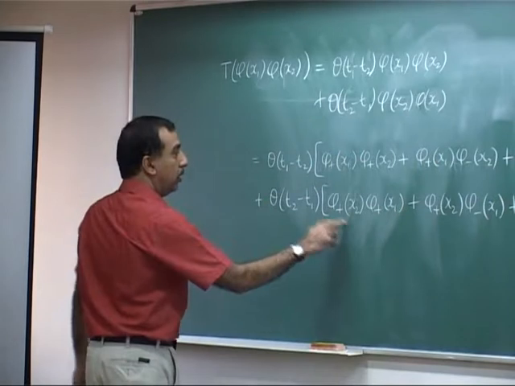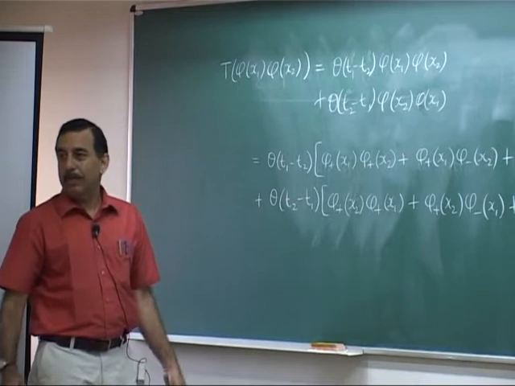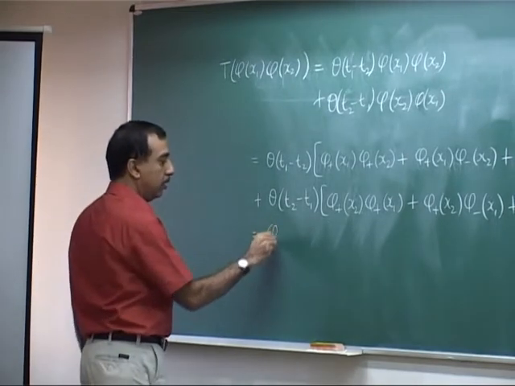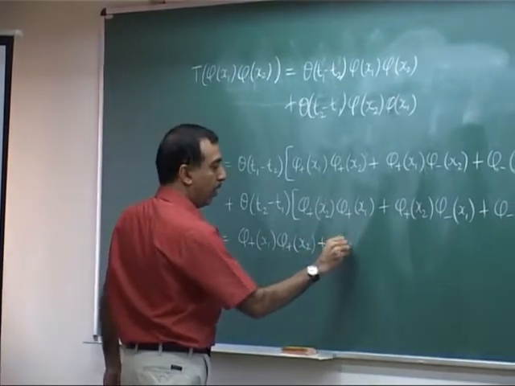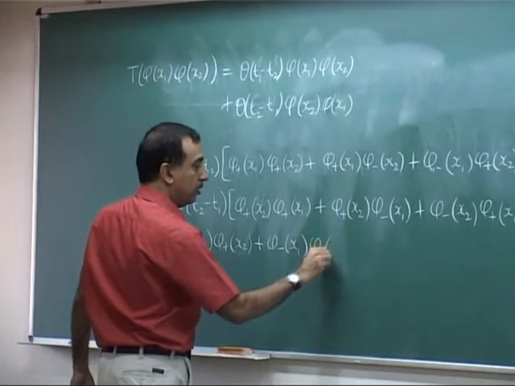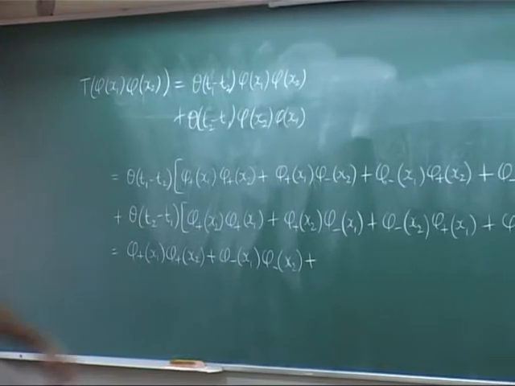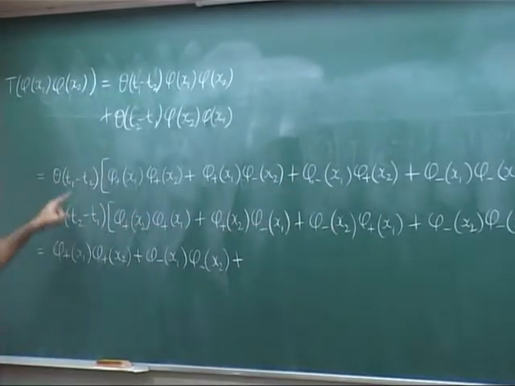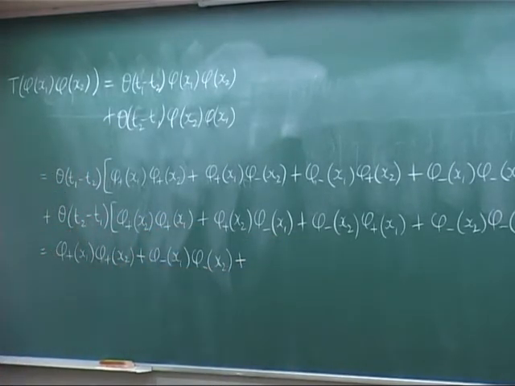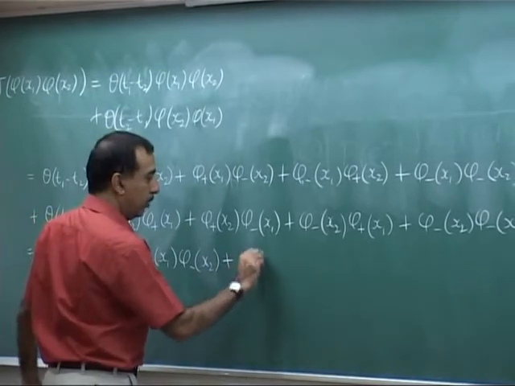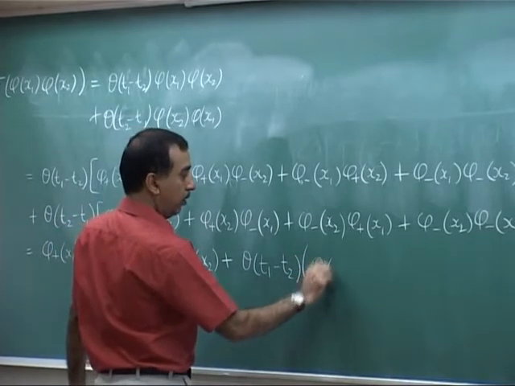Now, if they are equal, then their coefficients can be added. What is theta of T1 minus T2 plus theta of T2 minus T1? It is just 1. So the answer is phi plus of x1, phi plus of x2, plus phi minus of x1, phi minus of x2, plus then two terms where the thetas still have to be kept, which is this pair of terms keeping this theta and this pair of terms keeping it with this theta. Okay, so it's a bit tedious, but we can just do it. There's nothing very difficult in this manipulation, except that I will keep writing it.